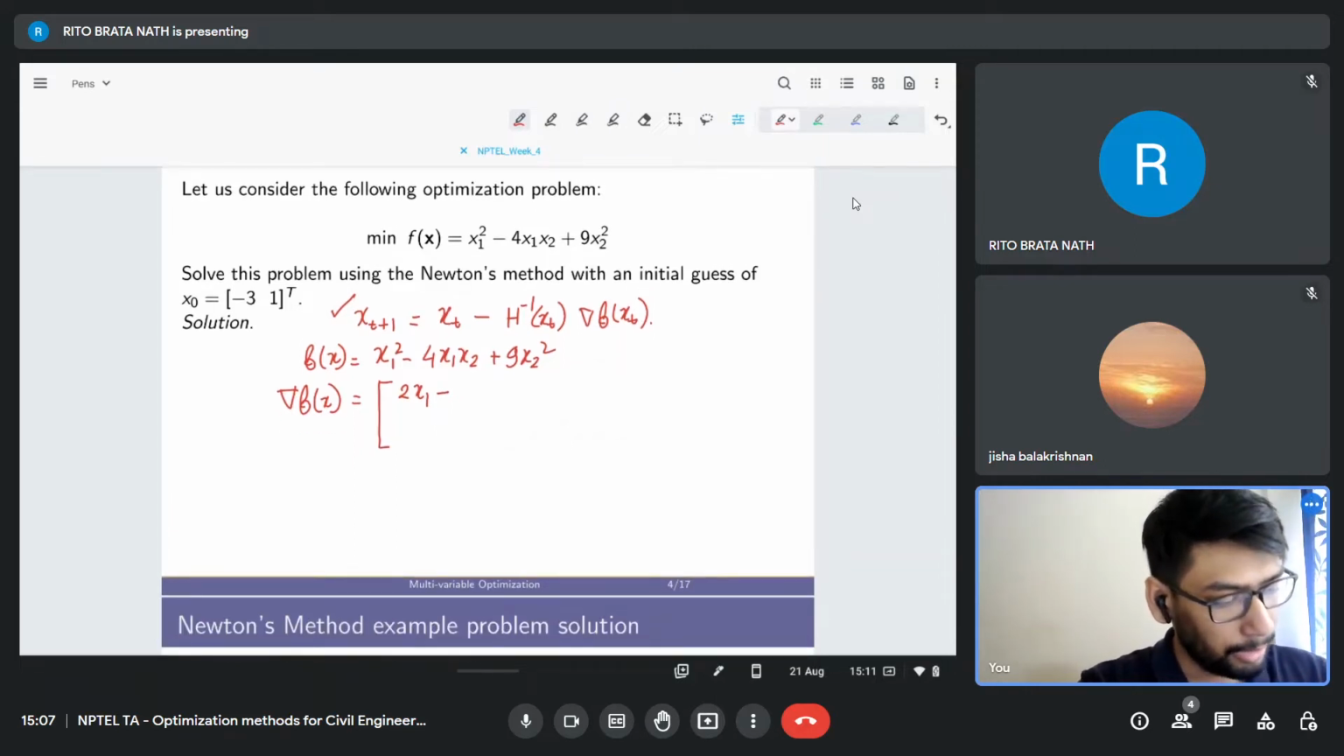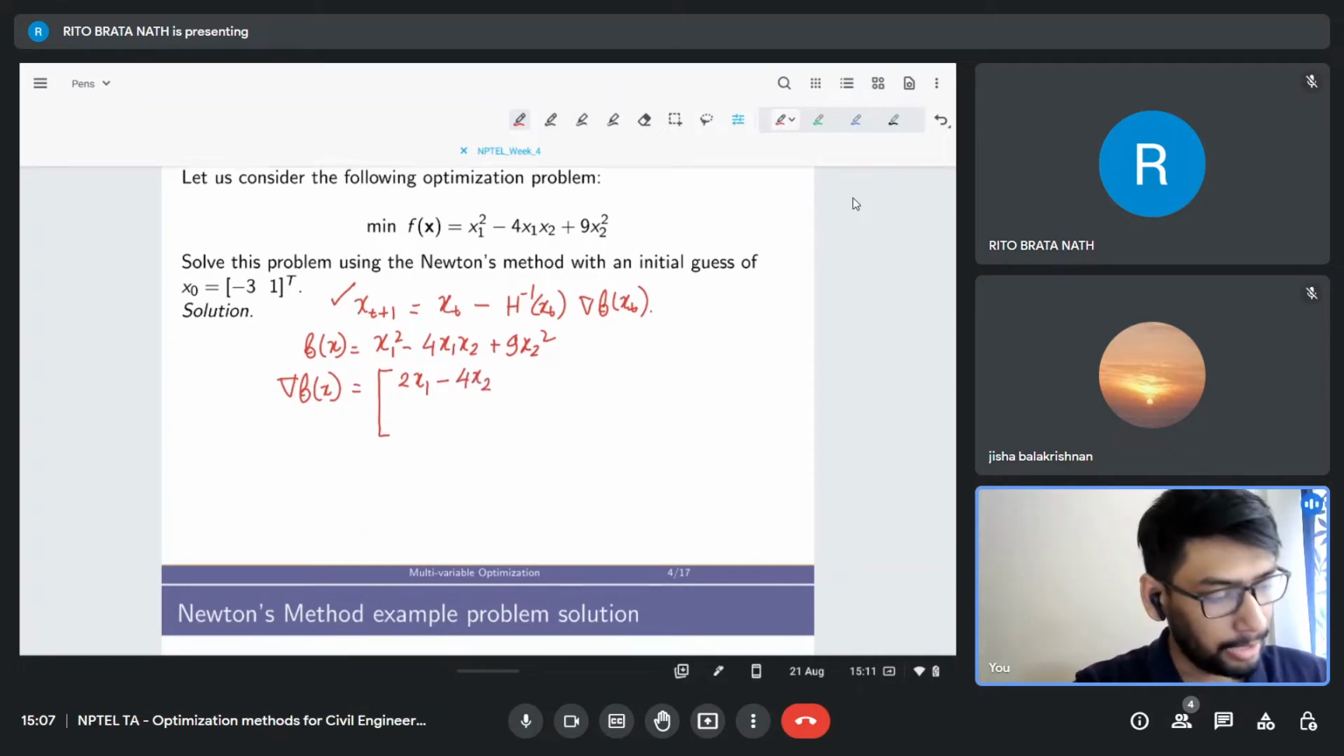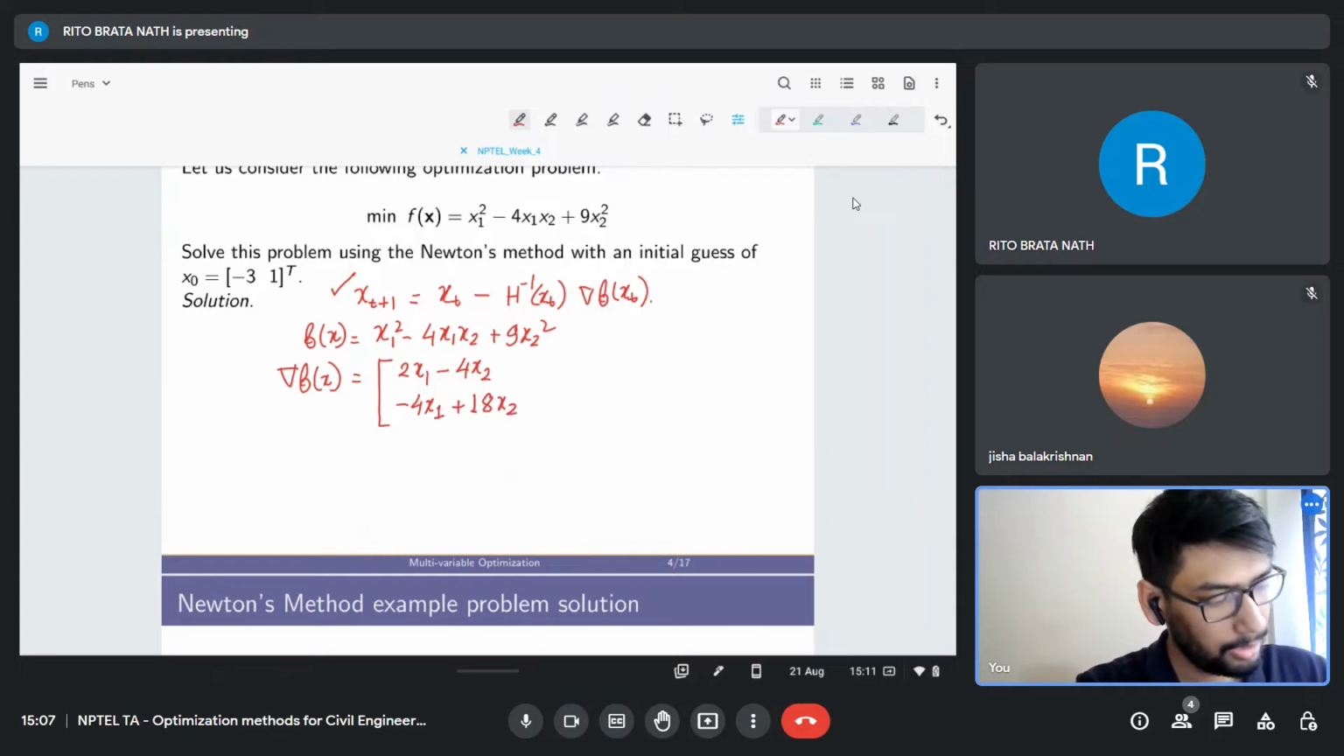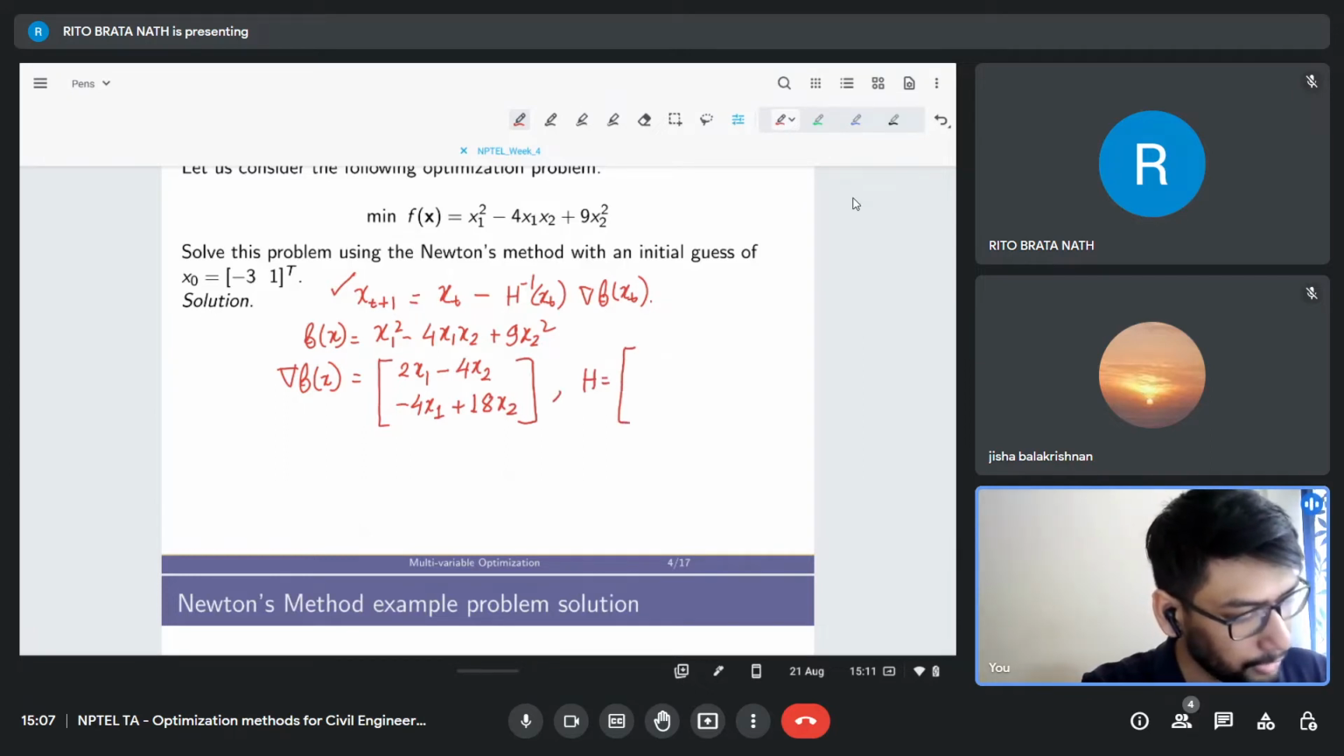So this is your function. My gradient will be 2x1 minus 4x2, and the second term will be minus of 4x1, because you are taking the derivative with respect to x2, plus 18x2. So I hope I have written this correctly. So this is your gradient, and then you have to find out your Hessian matrix, and your Hessian matrix will be nothing but the first term will be 2, this term will be minus 4, then this term will be minus 4, and this term will be 18.